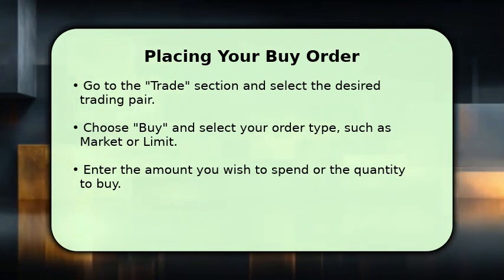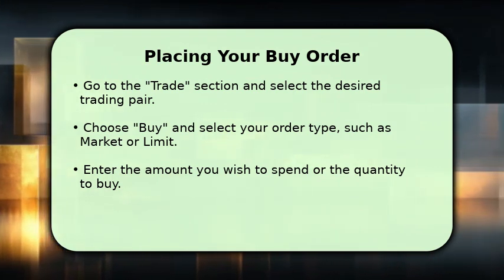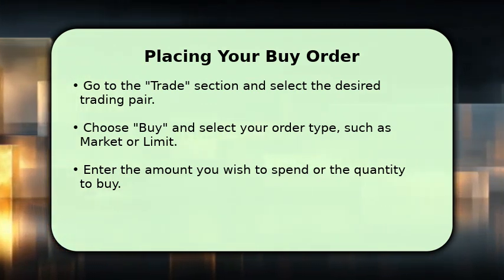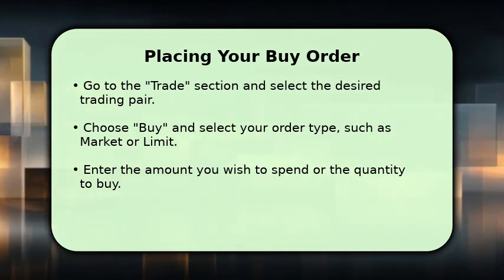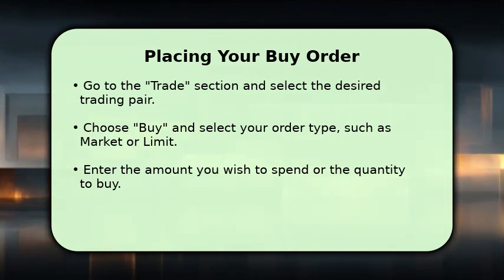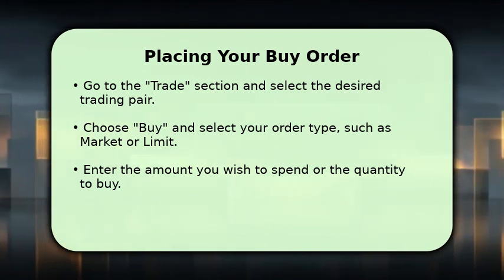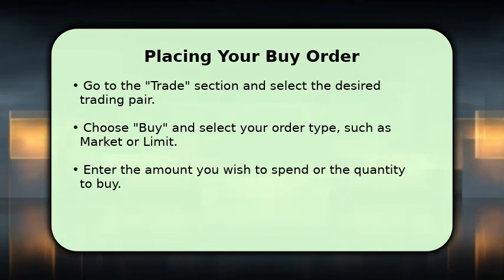Once your account is funded, it's time to place your buy order. Head to the Trade section of the app and select the cryptocurrency pair you wish to trade, for example, Bitcoin versus Tether. Choose Buy and then select your preferred order type, like a market order for instant execution or a limit order for a specific price. Enter the amount you want to invest, review all the details, and then confirm your purchase.